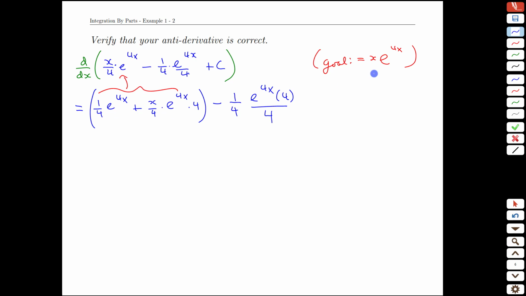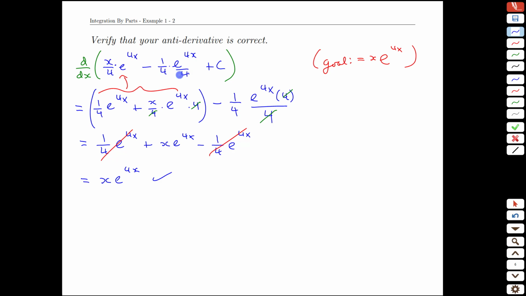Now this still does not look an awful lot like x e to the 4x until we start canceling things. I'll do this over a few lines just so we see exactly what's happening here. The 4's here also cancel, and there we see our x e to the 4x. And the other two terms are perfectly balanced. We have negative 1/4, positive 1/4, those cancel, and sure enough, our final derivative value is x e to the 4x.